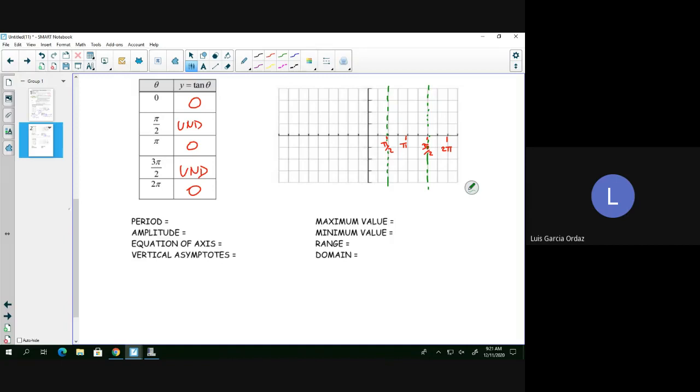But we can't just simply graph tan based off the points 0, 0, pi and 0, and 2 pi and 0, okay? So we need to look at the unit circle and see which angles give us a ratio of positive or negative 1. Remember y over x. Use the multiples of pi over 4.